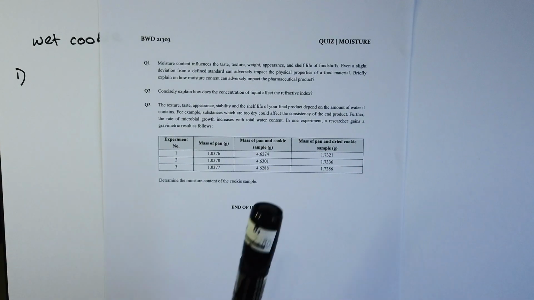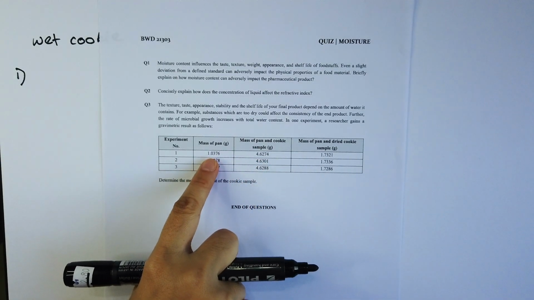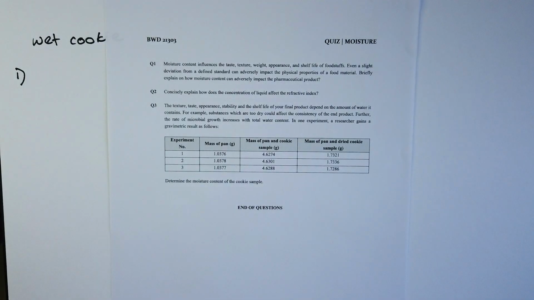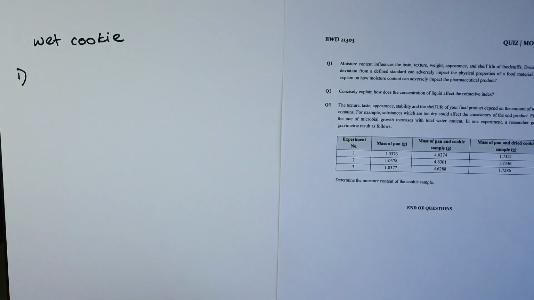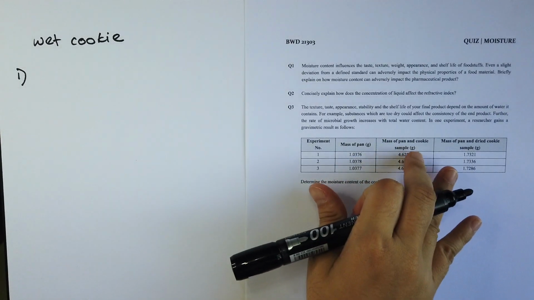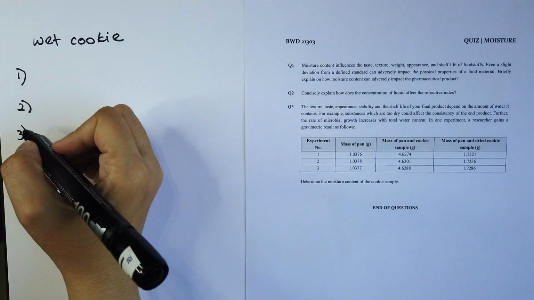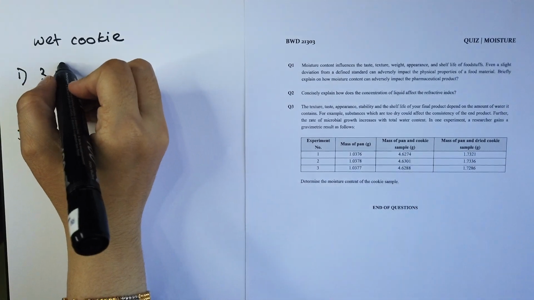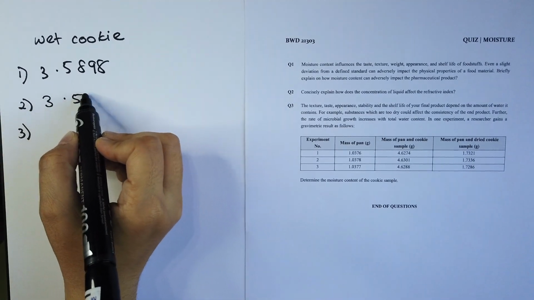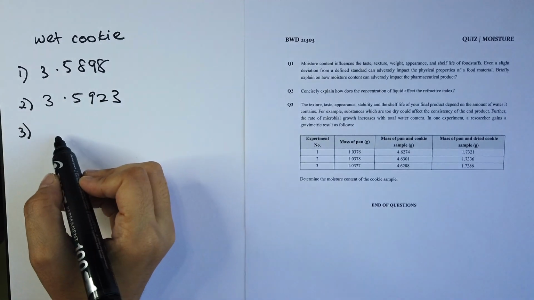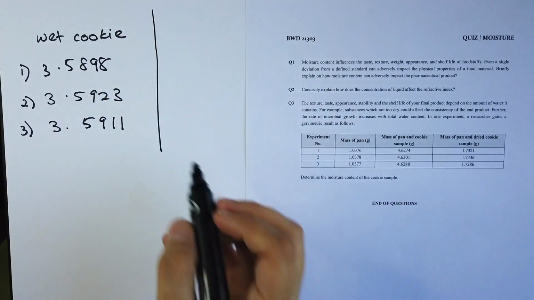You need to subtract the mass of the pan from the mass of the cookie sample, because you just want the mass of the cookie, you don't want the mass of the pan. So you need to subtract this from this. The first experiment you should get 3.5898. The second one should be 3.5923. The third one should be 3.5911. Okay, this is the wet cookie.